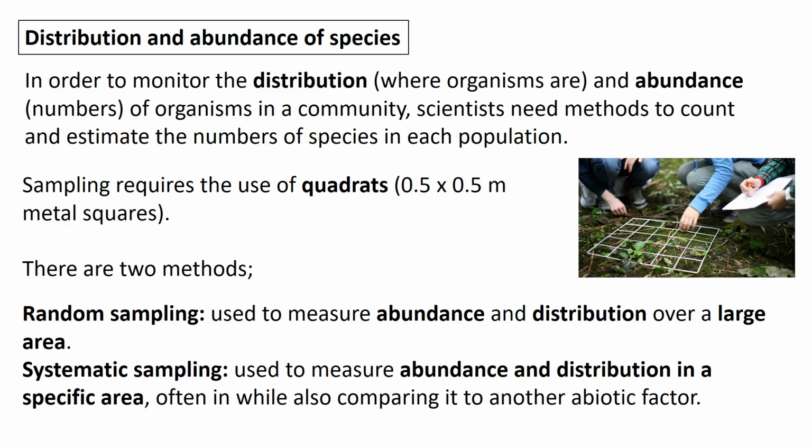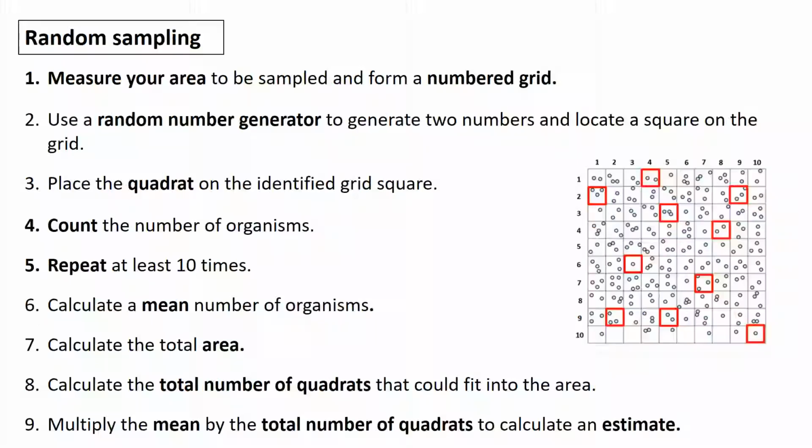So what you do is you do some sampling, and to carry out sampling, you need to use a quadrat. Typically, these are 0.5 metre by 0.5 metre metal squares, and you can just place them on the ground. And you can measure the distribution and abundance of species using two methods. Method one is random sampling, where you want to measure abundance and distribution over a large area like a school field. And method two might be systematic sampling, where you're measuring the abundance and distribution of species over a specific area, often in comparison with another abiotic factor, and often in a straight line. So, for example, from the edge of the field towards the centre of the field. So let's have a look at these in more detail.